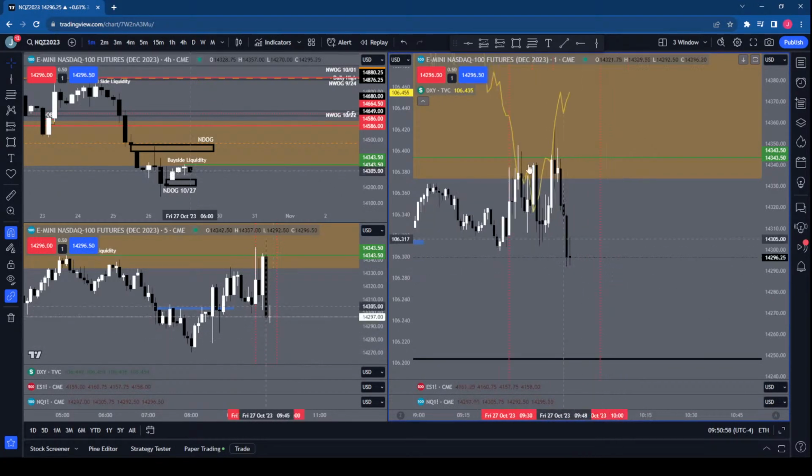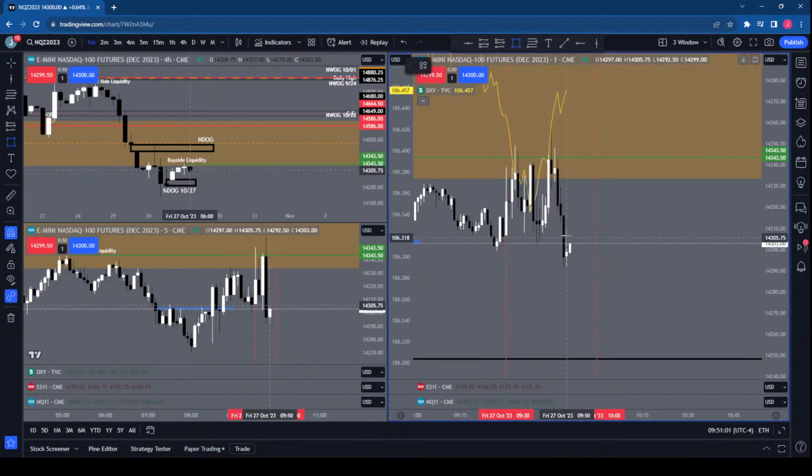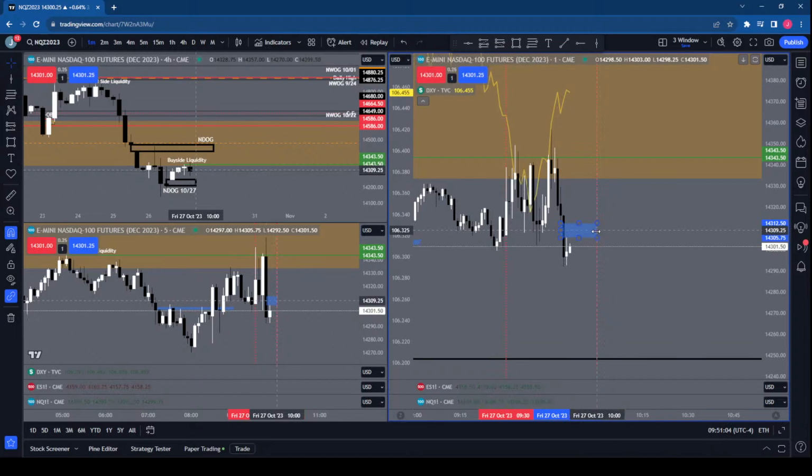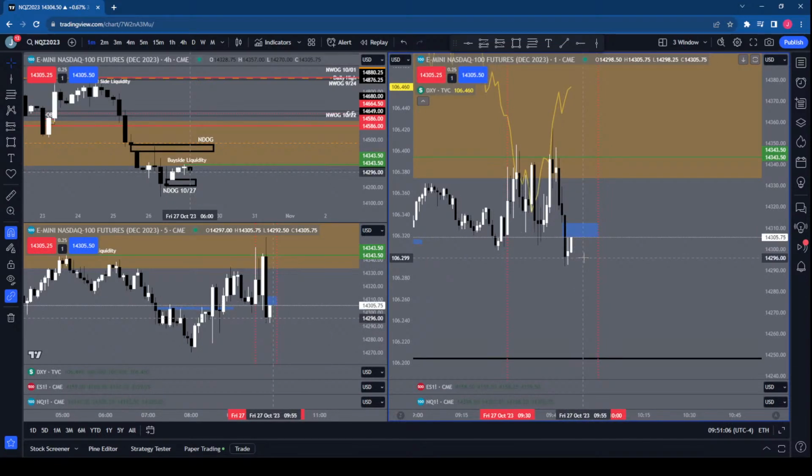You could have a fair value gap right here. That could be a 2022 model. I'm not going to take that just because of how ugly the market opened, and we have high impact news at 10.